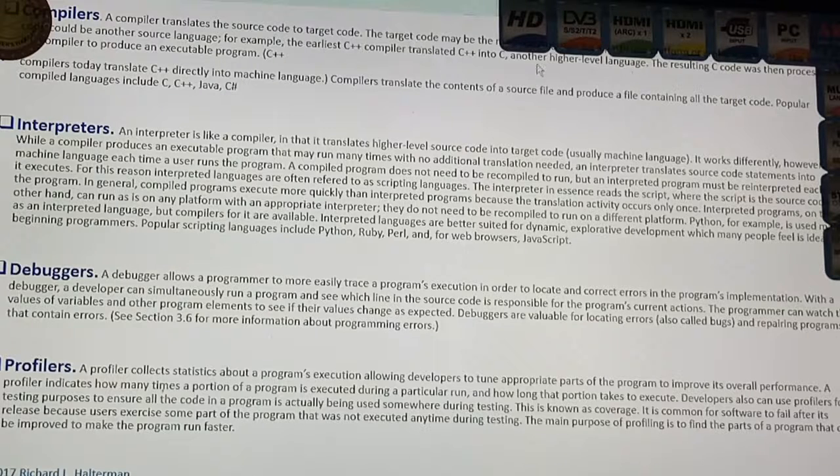The target code may be a machine language for a particular platform or embedded device. The target code could be another source language. For example, the earliest C++ compiler translated C++ into C. C is a language. C++ is also a language. But this C++ compiler translated the language into C, another higher level language.